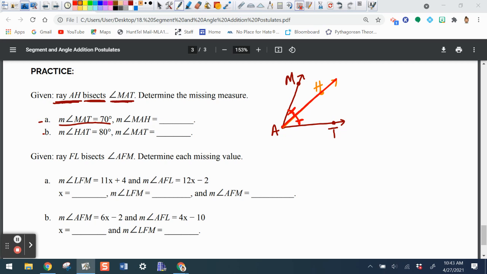So A says that the measure of angle MAT, so this larger angle here, is 70 degrees, then what's the measure of MAH? Well, if it bisected it, cut it in half, so what we're really looking for is half of our larger angle measure. Well, half of 70 degrees is 35 degrees. So the measure of angle MAH is 35.